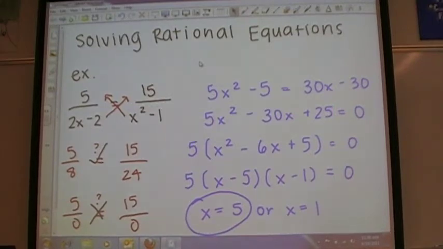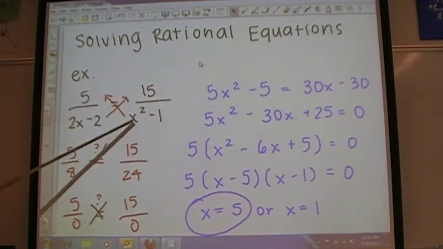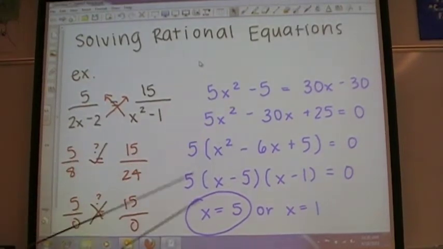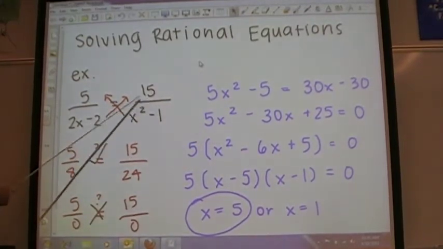The easiest way to solve any rational equation, if there's exactly one fraction on both sides, is to do what? Cross multiply. So whenever you have one fraction on each side, which we do in this case, we're going to cross multiply. It doesn't matter which one you multiply first. I started with these two. You got 5x squared minus 5 equals 30x minus 30.